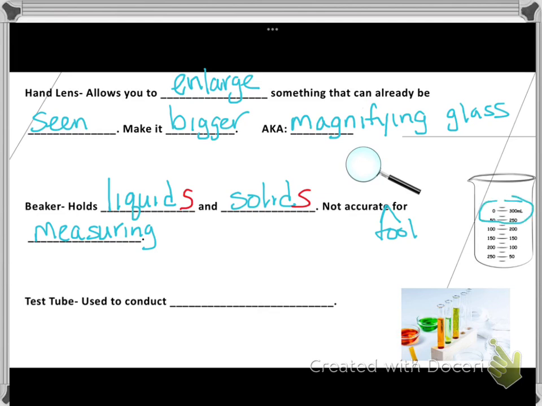Also, we'll see test tubes from time to time. We use those in experiments. They are also glass. They are also fragile. They're also cylinder types, so they would roll if you didn't put them in something to stand them up correctly.